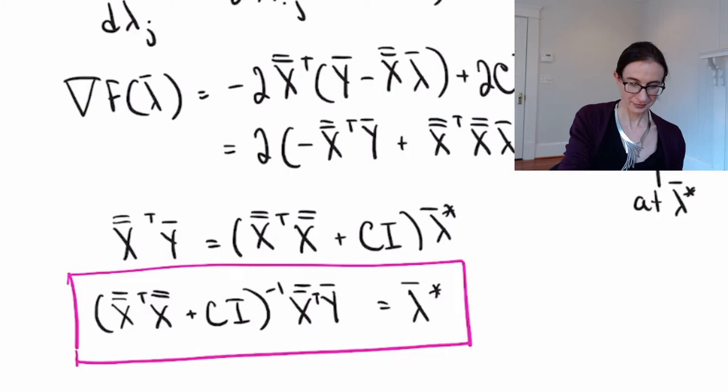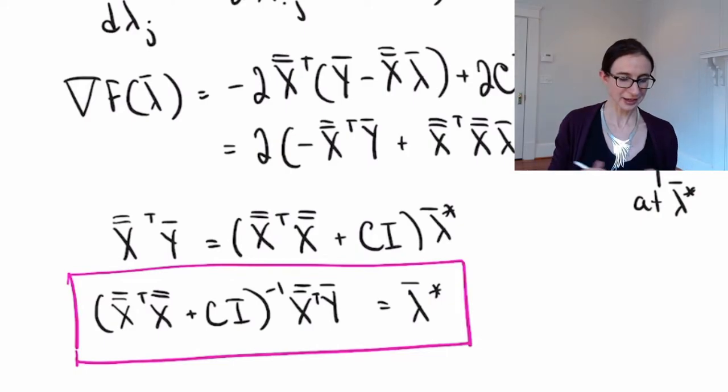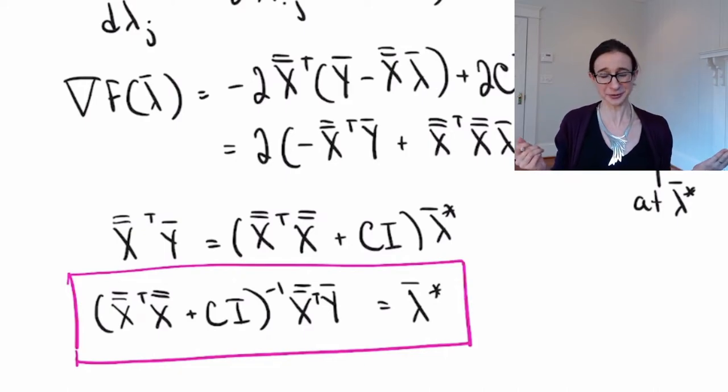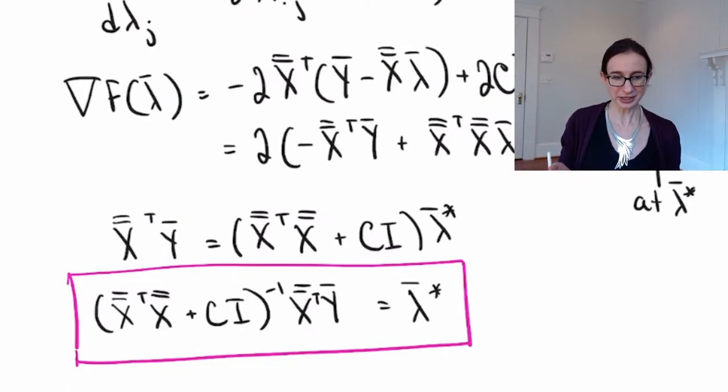So ridge regression has a closed form solution, and that makes it kind of an ideal algorithm to use in practice, because you don't have to worry about non-convex optimization. You don't even have to really worry about optimization at all. You only have to worry about inverting that matrix.